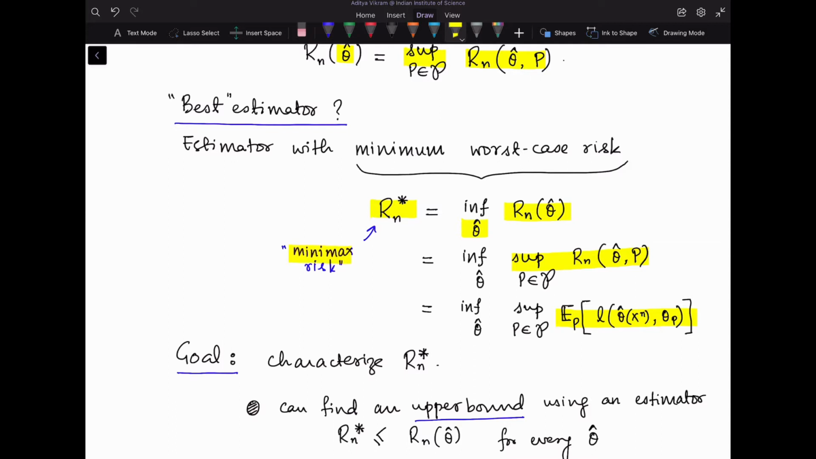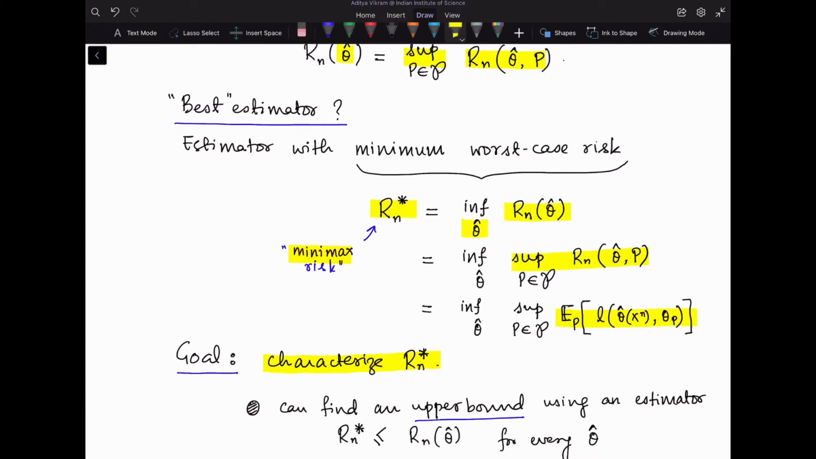Note that this minimax risk doesn't depend on any particular estimator. This is a problem specific quantity. It depends only on calligraphic P, the family of distributions, theta, which is the parameter function, and the loss function L. It says something about the difficulty of the problem. If R_n star is big, it means that no matter which estimator you choose, you will have a big worst case loss. So since this quantity R_n star captures the difficulty of a problem, we want to characterize R_n star.